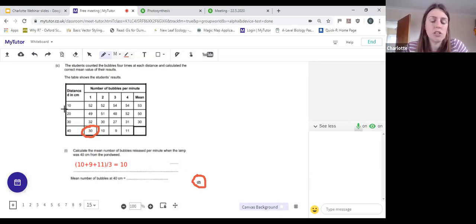And that's a really good lesson for learning to read a table properly, and make sure that you don't lose that 1 mark, because that 1 mark is always worth having. So for this one, 10 plus 9 plus 11 divided by 3, because you're only using these 3 values.